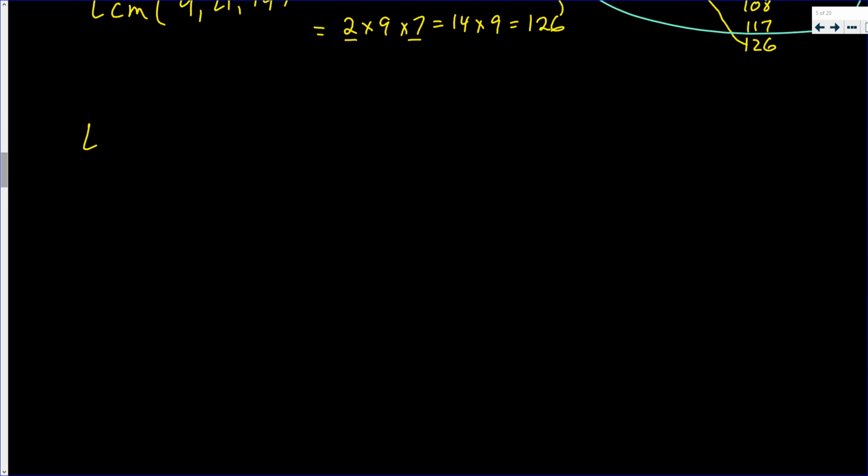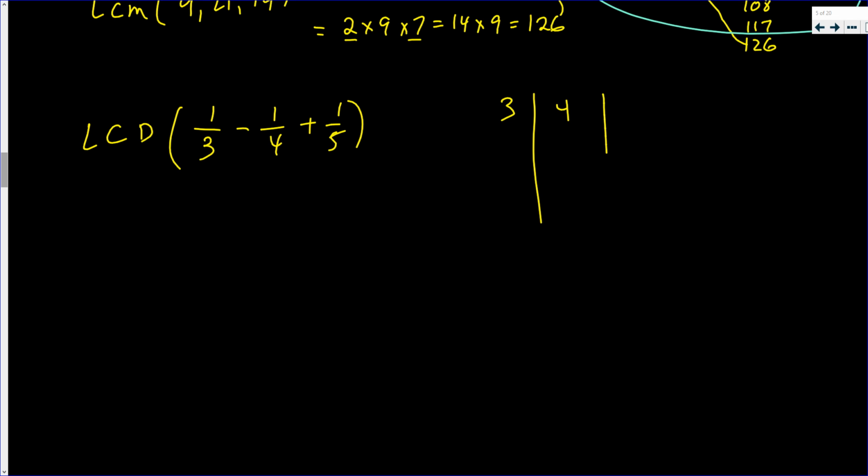What is the least common denominator of 1/3 minus 1/4 plus 1/5? These numbers are small. They're single digit numbers. I might use the times table here.